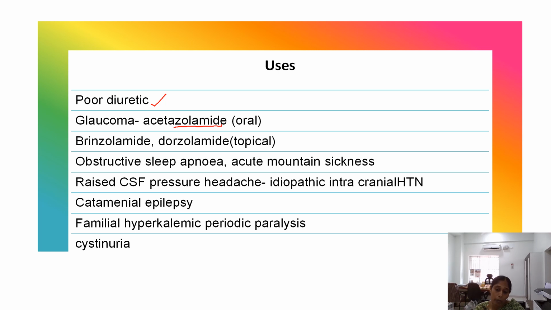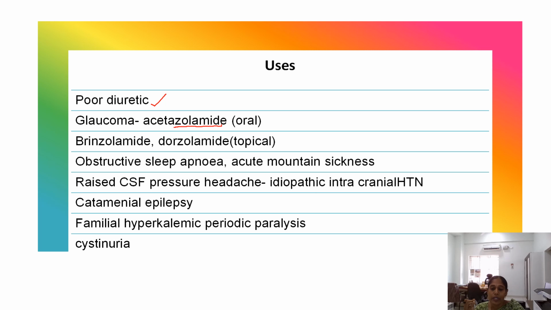So what do carbonic anhydrase inhibitors produce? They produce metabolic acidosis, which will balance the respiratory alkalosis. They are also used in the treatment of obstructive sleep apnea, and in the treatment of raised CSF pressure headache, as in idiopathic intracranial hypertension.